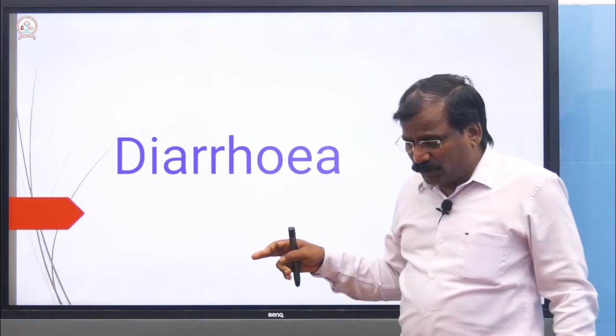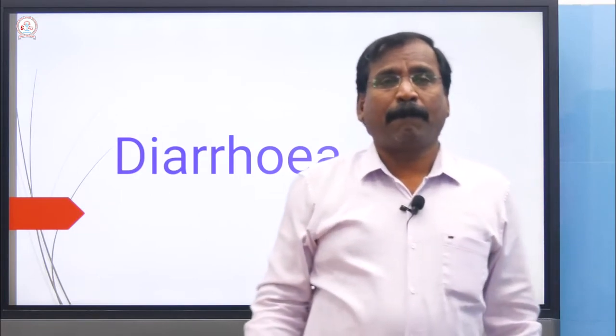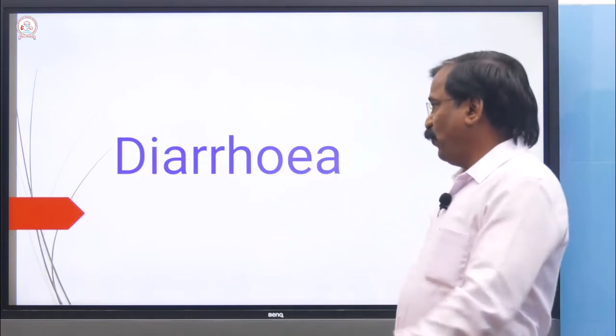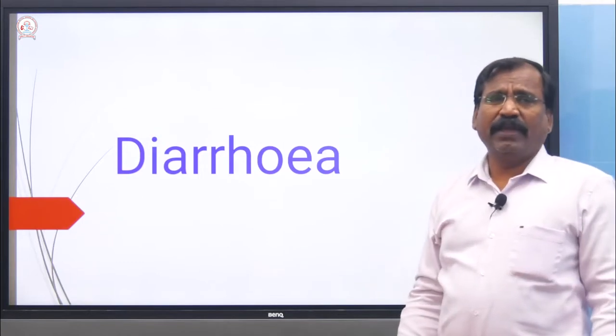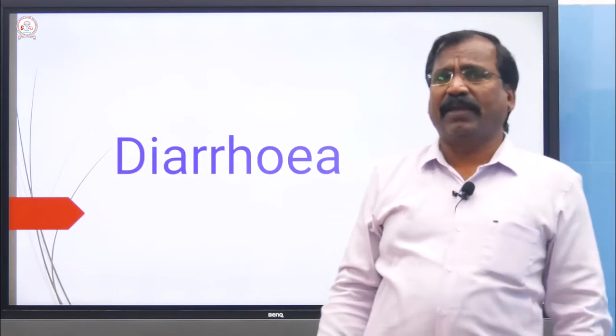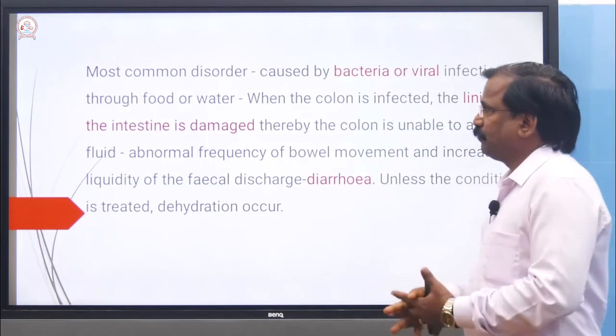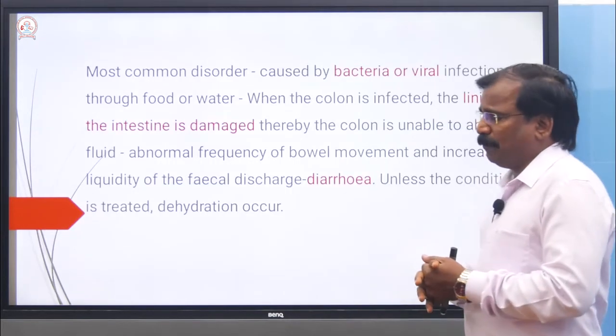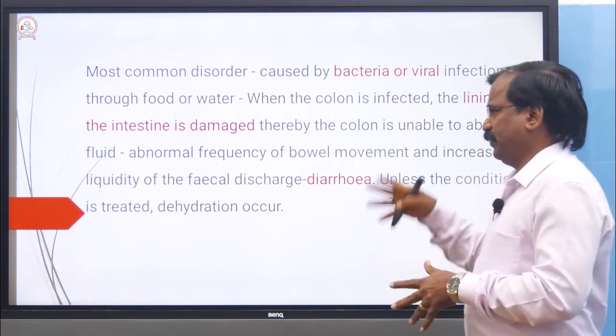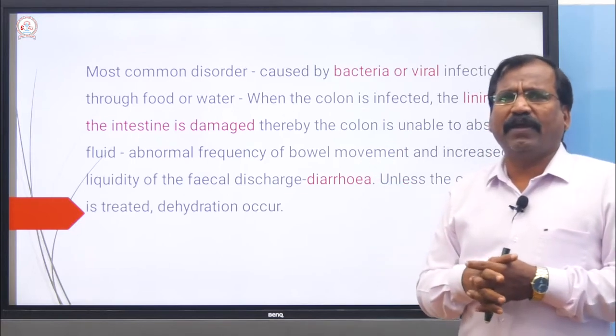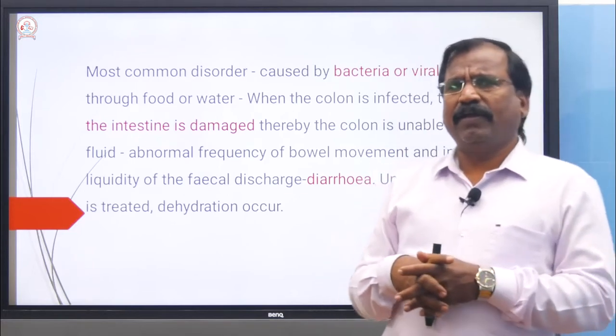The next disorder is diarrhea. Next is diarrhea. You know diarrhea, loose motion. Diarrhea, it is a loose motion. Dysentery, diarrhea. Okay, vaithala poradhu. See, listen, this is the most common disorder.